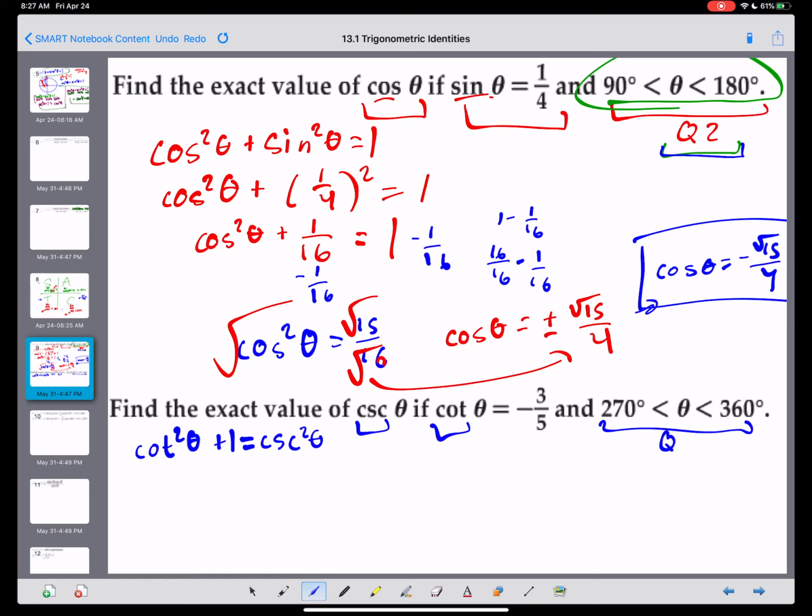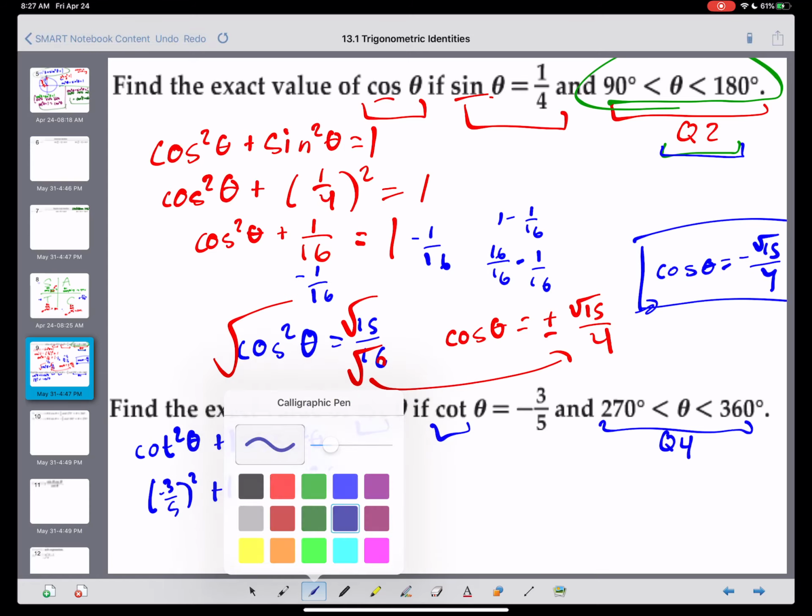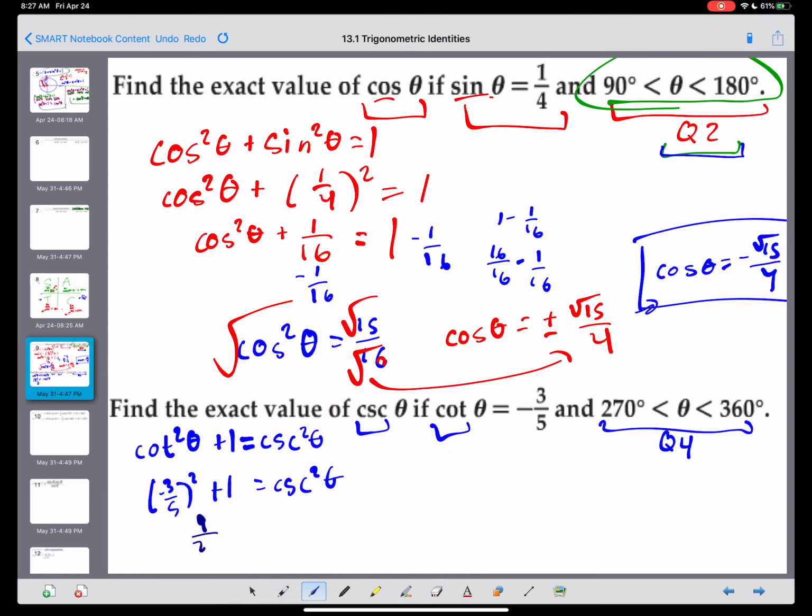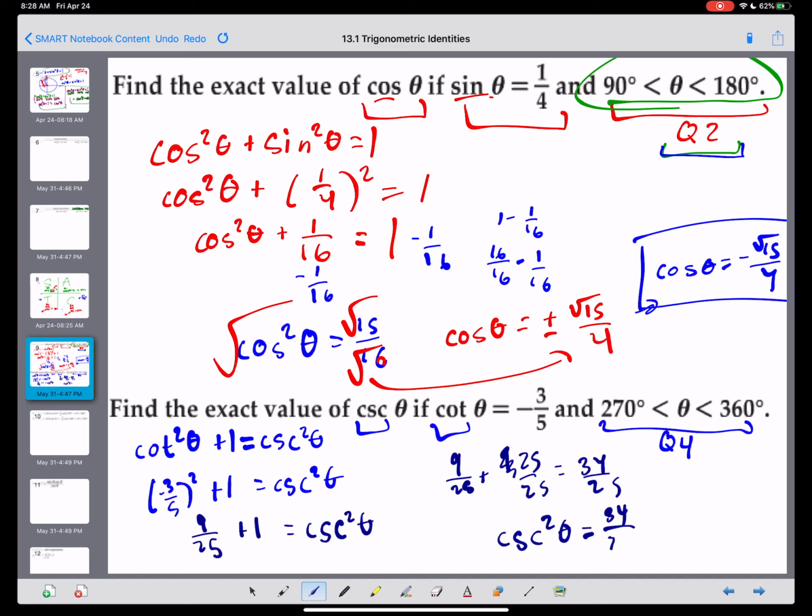I know I'm in quadrant 4 here. So I'm making my substitution. So I have negative 3/5 squared plus 1 is equal to cosecant squared theta. So I get 9 over 25 plus 1 is equal to cosecant squared theta. So I'm doing 9 over 25 plus 1. 1 is really 25 over 25. So I get 34 over 25. So I get cosecant squared theta is equal to 34 over 25.